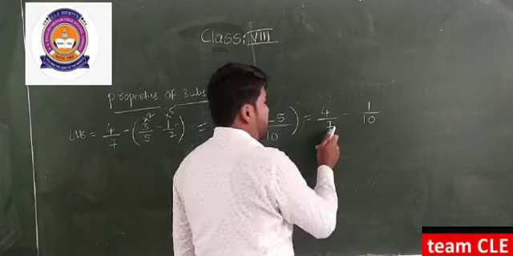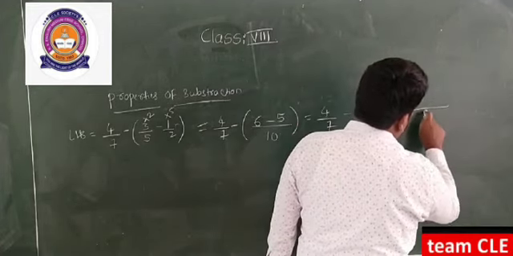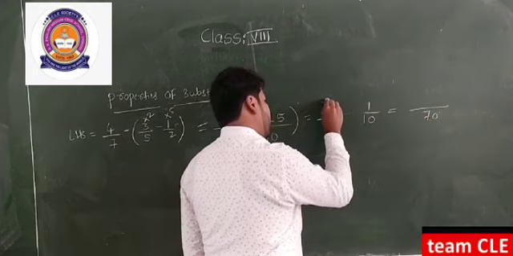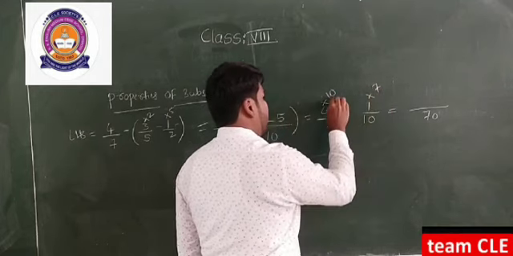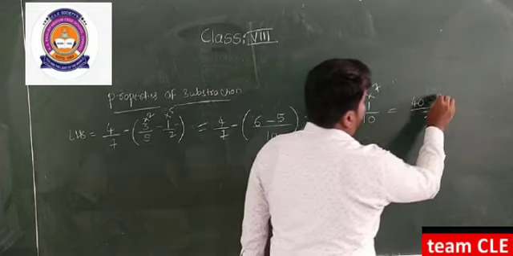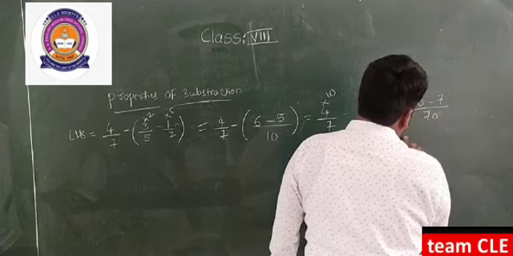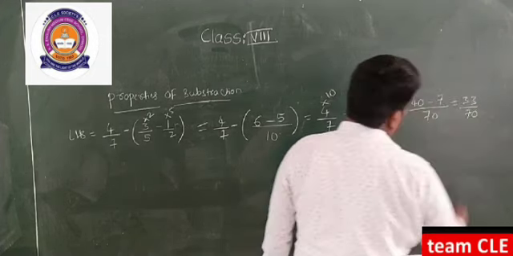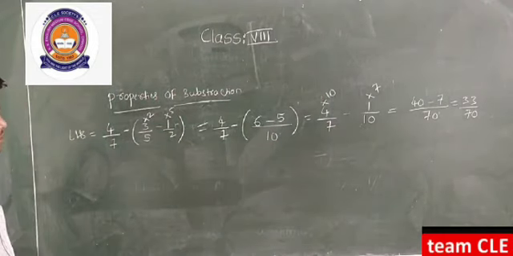Now see, 7 and 10, one is an even number and one is an odd number, so the LCM will be 70. 10 7s are 70, 7 10s are 70, so 10 4s are 40 minus 7 1s are 7. So 40 minus 7 I am getting as 33 by 70. So this is your LHS part.